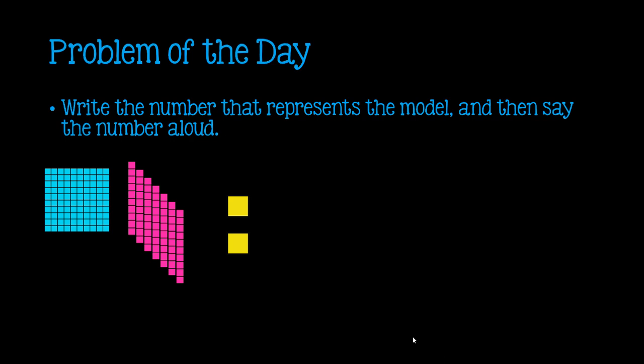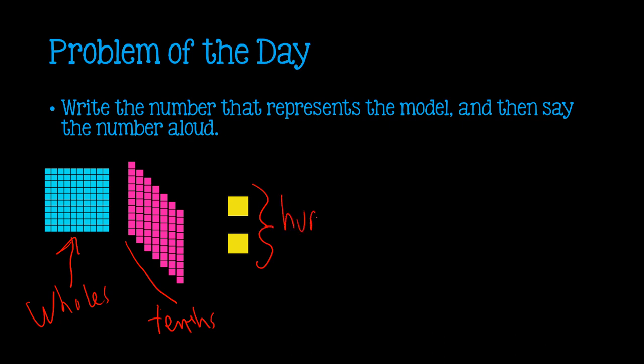Now, when you were learning how to use base 10 blocks, which is what you're seeing on the screen, in second, third, and fourth grade, you knew that the light blue ones would be 100, the pink ones were 10, and the yellow ones were ones. However, now that you're in fifth grade, the numbers change a little bit. We say that this number here represents our wholes. These represent our tenths. And these over here represent our hundredths.